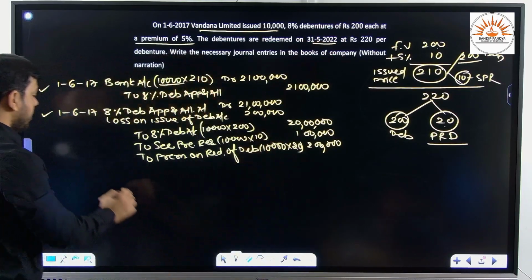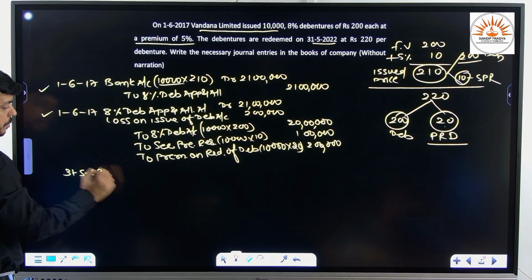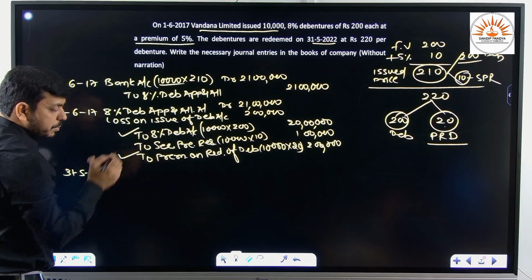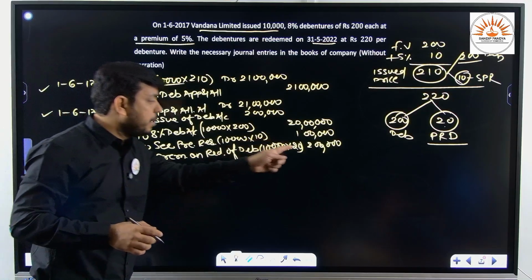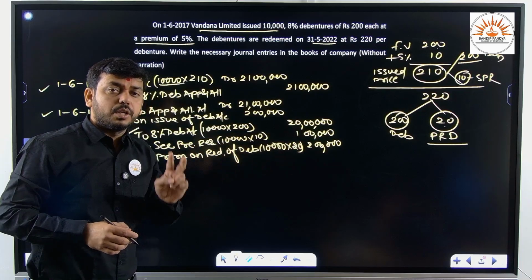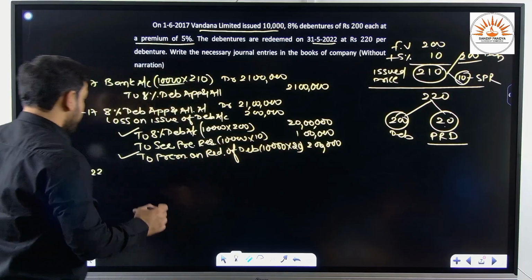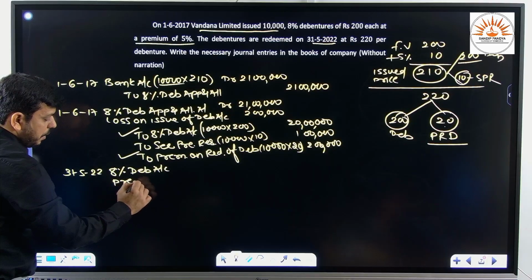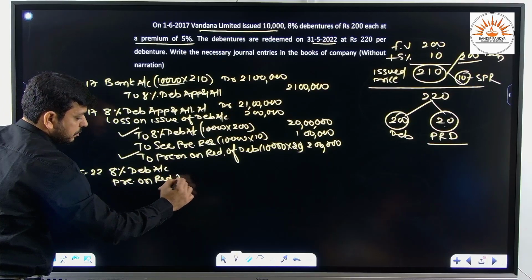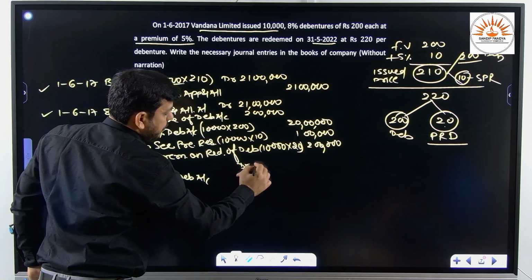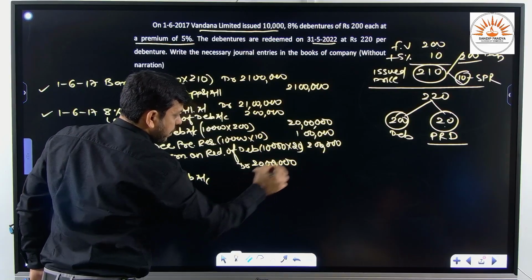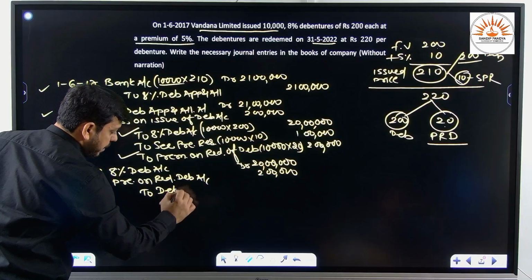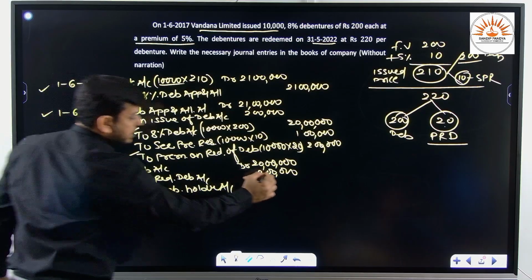Now on 31st May 2022, so we shall write 31st May 2022, where we shall debit, keep in your mind, debenture account and premium on redemption, because this amount is purely meant for us. But we need to make an additional payment of 2 lakhs. So 20 lakhs plus 2 lakhs. Total value will be 22 lakhs that we are going to pay to debenture holder. So we shall write first of all 8% debenture account, premium on redemption of debenture with amount 20 lakhs, additional 2 lakhs to debenture holder account, that is 22 lakhs.